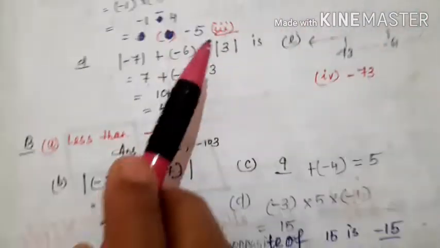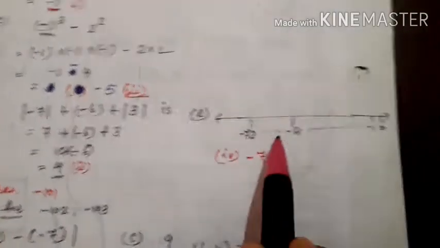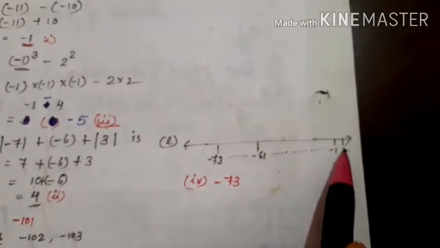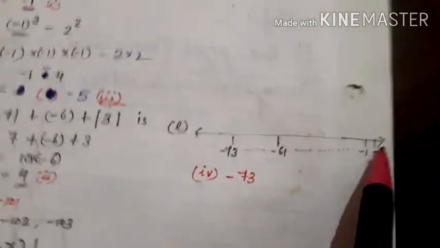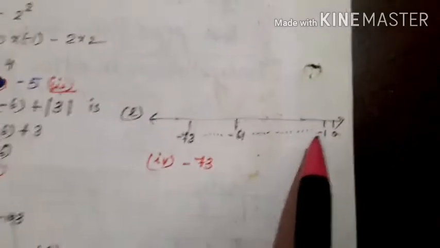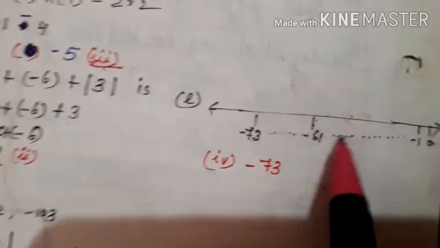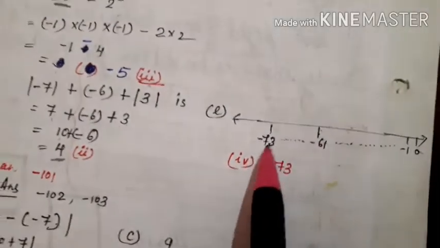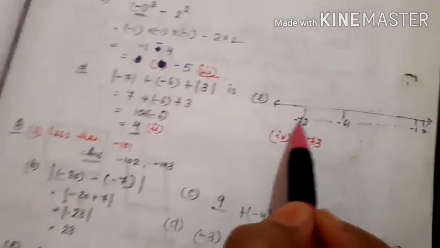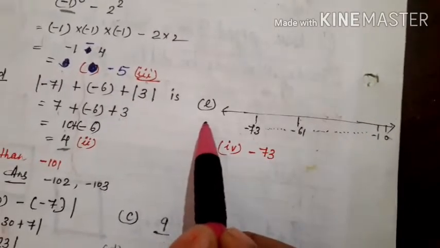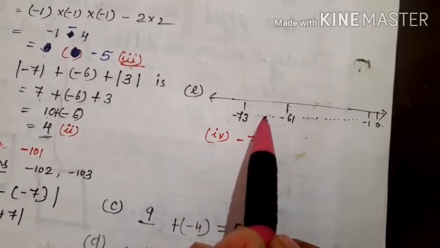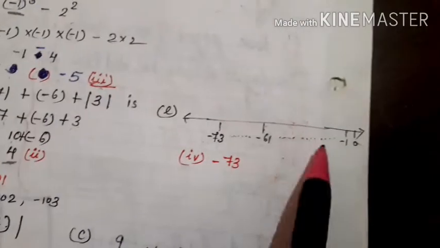Then, which of the following does not lie to the right side of minus 61 on the number line? I have drawn an imaginary number line from 0. On this side are positive numbers, and on the left side you write the negative numbers. Suppose minus 1 like this, here minus 61, up to minus 73, like this the numbers will come. Then the question asks which of the following does not lie to the right side of minus 61.